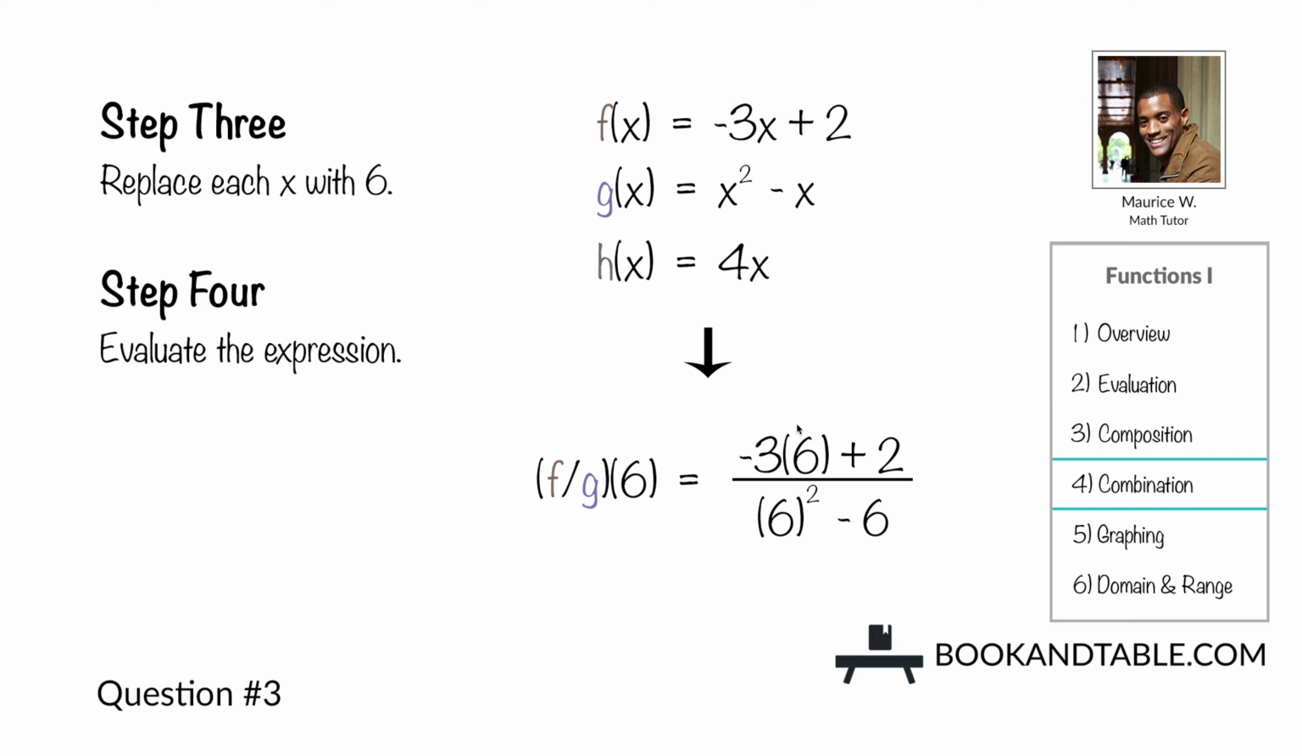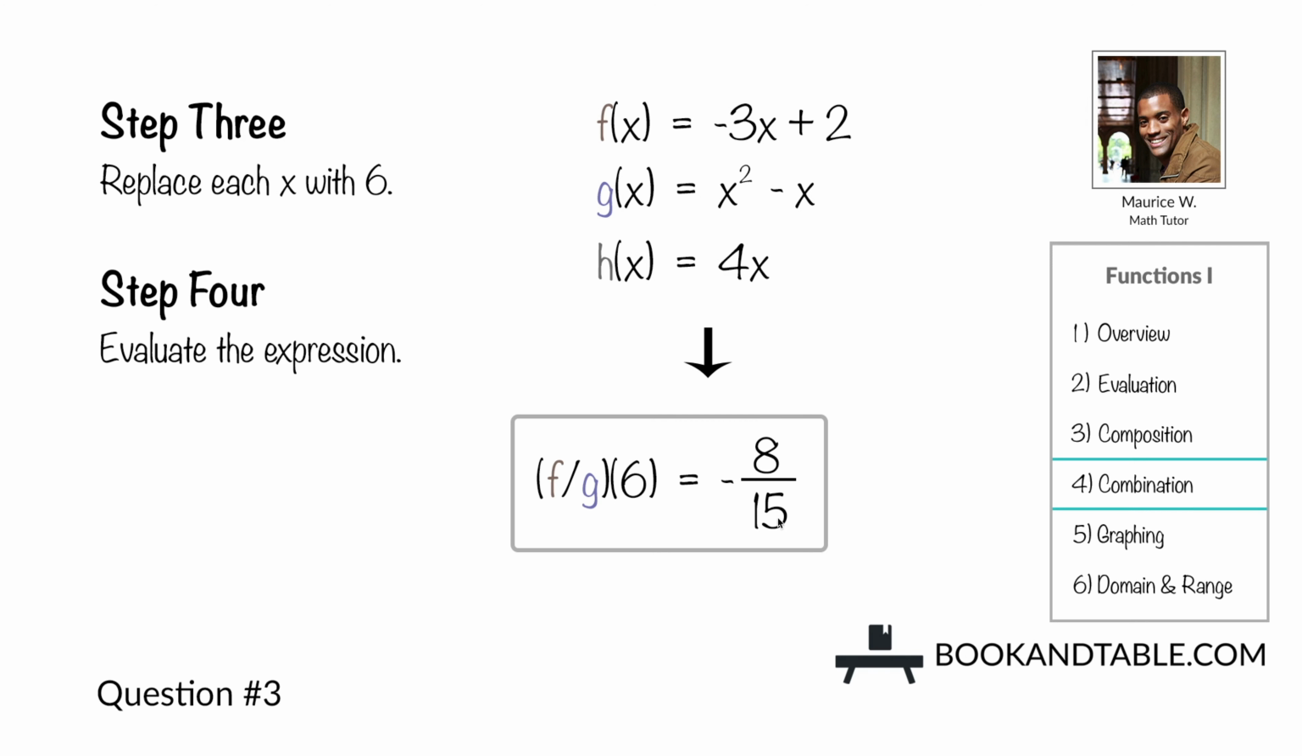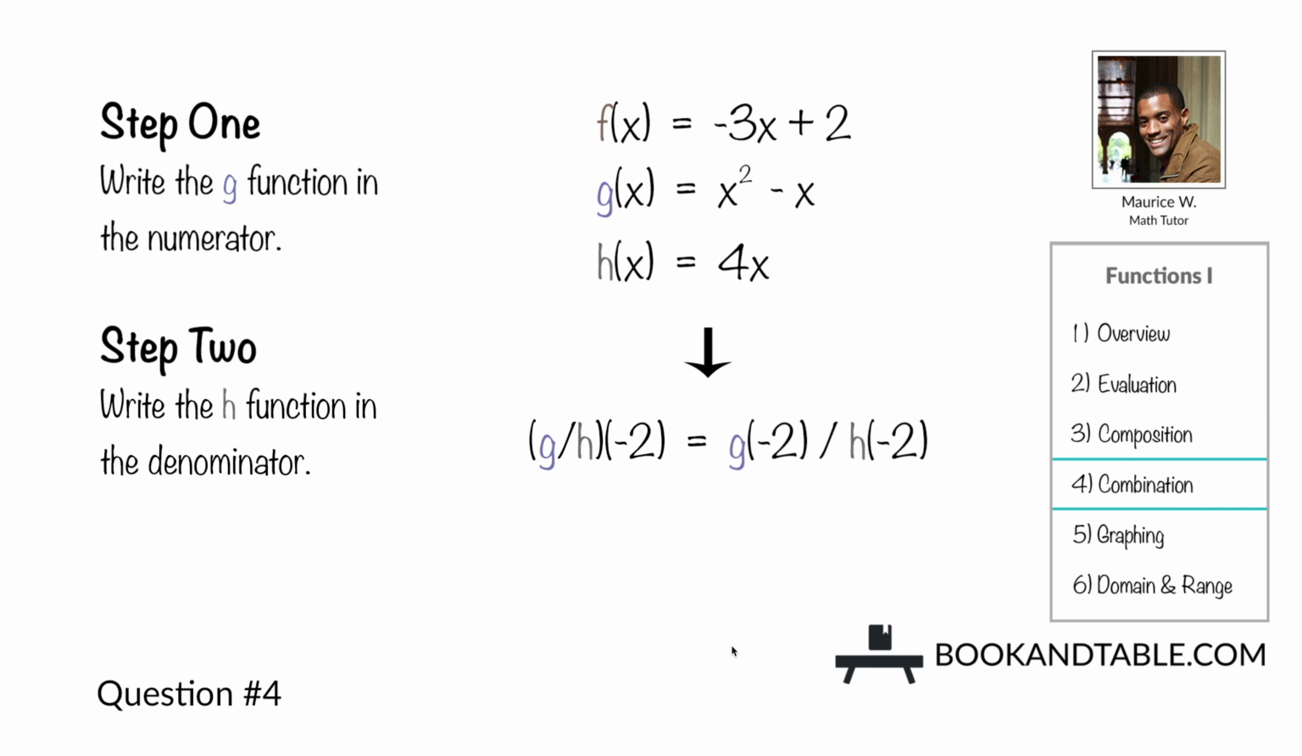And now we can evaluate the expression, which should be negative 3 times 6, which is negative 18 plus 2, over 6 squared, which is 36, minus 6. Negative 18 plus 2 is negative 16, over 36 minus 6, which is 30. So we get negative 16 over 30, which can be simplified to negative 8 over 15. So the answer to question number 3 is f divided by g of 6 is equal to negative 8/15. And that is the answer to question number 3. Let's now have a look at question number 4.